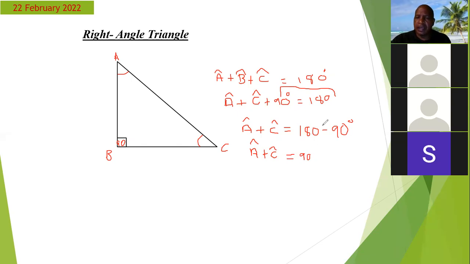So we know that if you subtract 90 from 180, we'll get 90. So angle A plus angle C, when you add those two angles together, you should get 90 degrees. And so these are some basic properties that you need to know, all right? Now, other properties that you need to know we'll be looking at shortly.